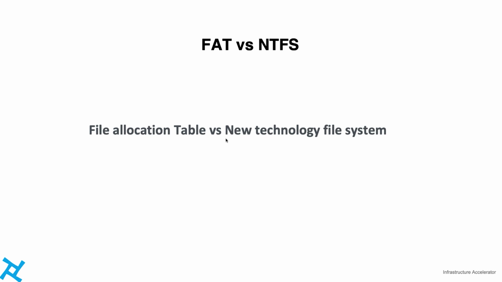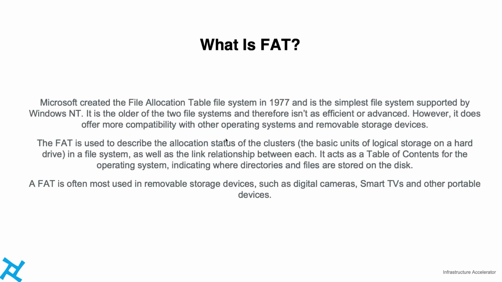Another interesting topic to understand about is the FAT and NTFS file system of a hard drive, or the file allocation table versus the new technology file system. So what is FAT? Microsoft created the file allocation table file system in 1977, and it is the simplest file system supported by Windows NT. It is the older of the two file systems and therefore isn't as efficient or as advanced. However, it does offer more compatibility with other operating systems and removable storage devices.